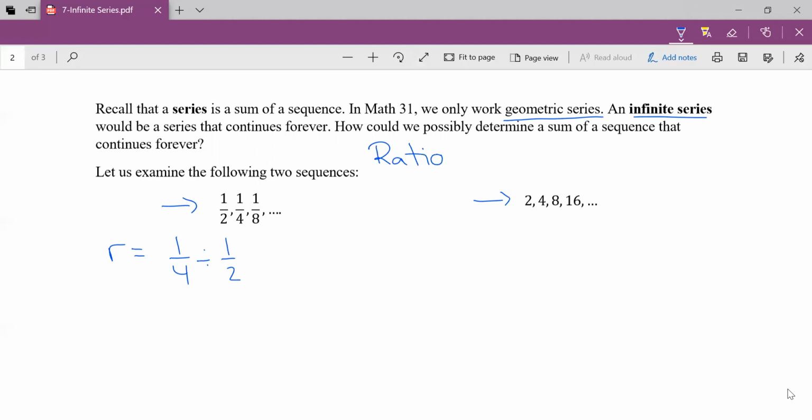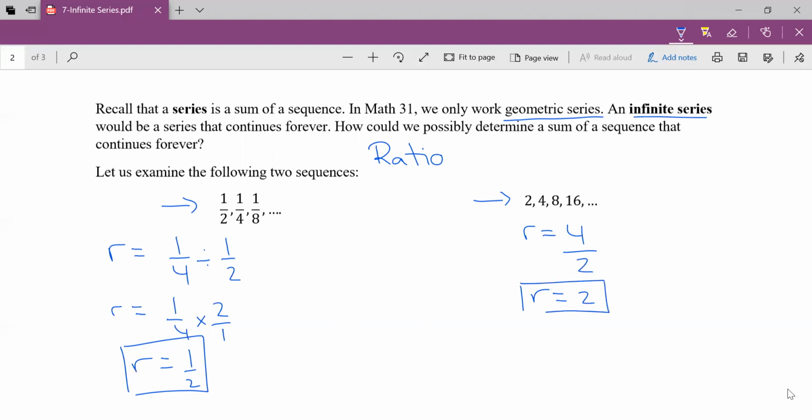So a quarter divided by a half is a quarter multiplied by 2 over 1, which is a half. The ratio is a half. Because the ratio is smaller than 1, I know this is getting smaller. On the next one, if I didn't recognize the ratio, I take any term and divide it by the previous one. The ratio is 2. That means it's bigger than 1. That means as I'm multiplying, the sequence is getting larger.